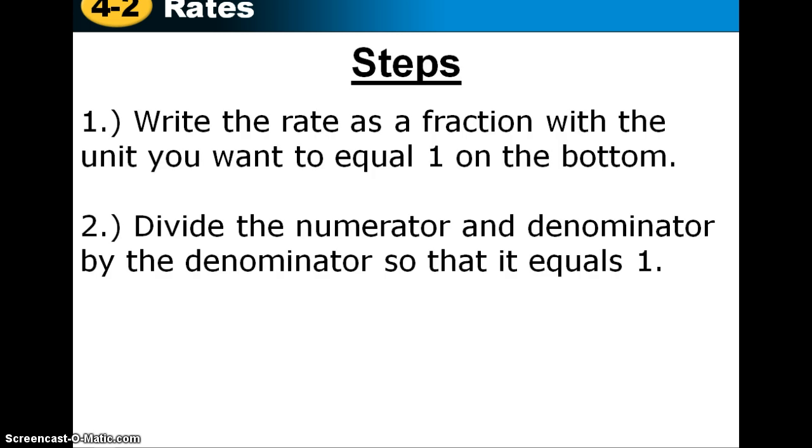To get a rate to be a unit rate, the first thing you need to do is write the rate as a fraction with the unit you want to equal 1 on the bottom, in the denominator. Step 2, divide the numerator and the denominator by the denominator so that it will equal 1.